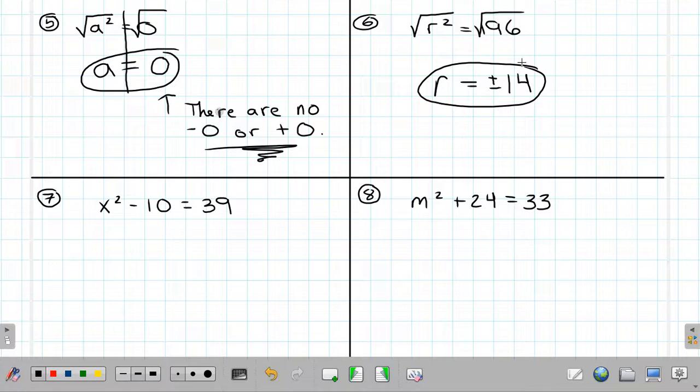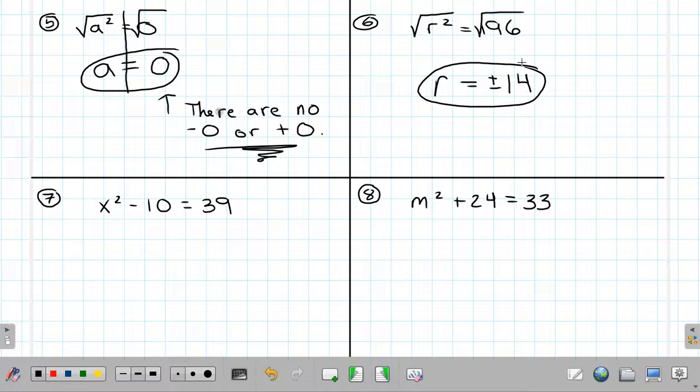Okay, so now we're going to get into some harder ones, starting with number 7. Okay, so up to number 6, those are all basic square root equations, meaning there was only one step. So these are technically one-step square root equations. So the next logical step to do is let's go to two-step square root equations.